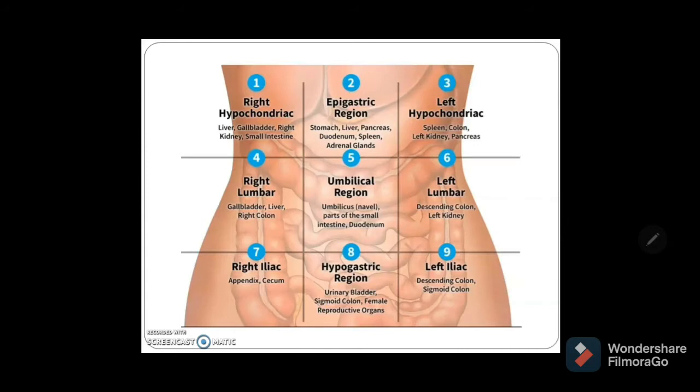because when you see, the different regions have different organs. In the right hypochondriac region, you will see liver, gallbladder, part of the kidney and small intestine, whereas in the epigastric region you will see the stomach, liver, pancreas, part of the spleen and adrenal glands. In the left hypochondrium you will see the spleen, part of the left kidney, tail of the pancreas, and also the splenic flexure of the transverse colon. Whereas in the right lumbar you will see the ascending colon and right kidney. In the left lumbar you will see the descending colon and left kidney.